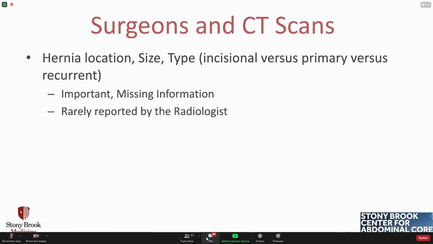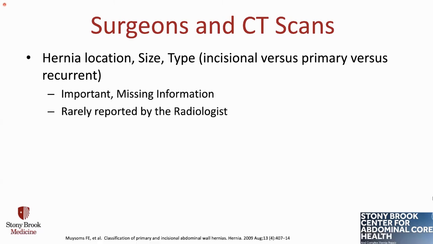But for the most part, surgeons and CAT scans, and Dr. Pauli briefly touched on this earlier as well, when we're looking at CAT scans, we really want to know where the hernia is, meaning exactly where is it located. You want to scan the CT scan, because a lot of times, especially when you have recurrences or an incisional hernia, there are going to be other hernias in other areas, and you want to take that into account when you're doing your surgical repair.